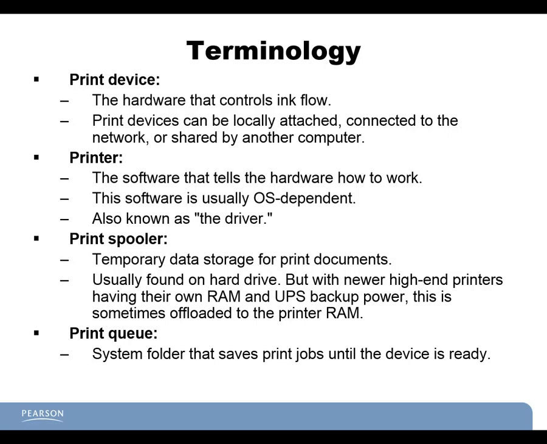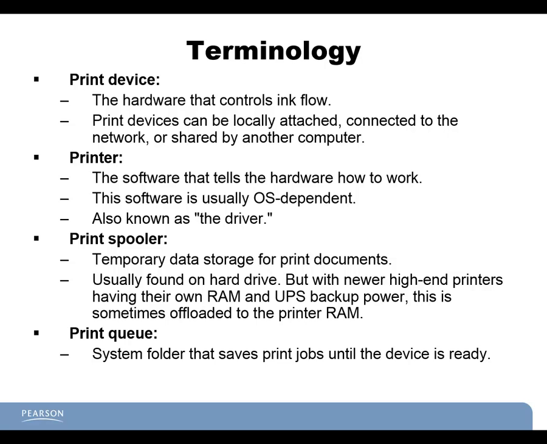The spooler is a temporary storage for print documents. It's usually found on the hard drive, but newer printers usually have their own RAM, and sometimes there is a second spooler or even a third one there to hold data as it's being printed. With some super high-end printers, they even have hard drives, and the spooler is on that hard drive.